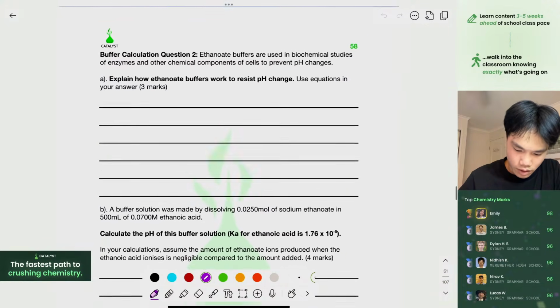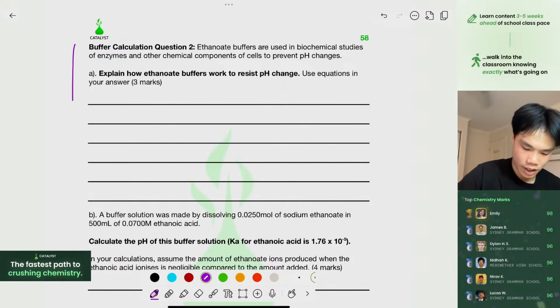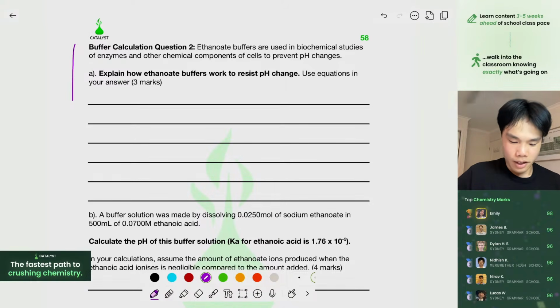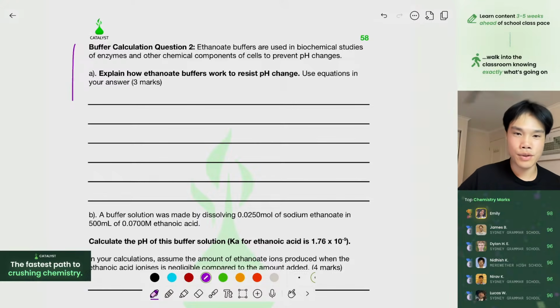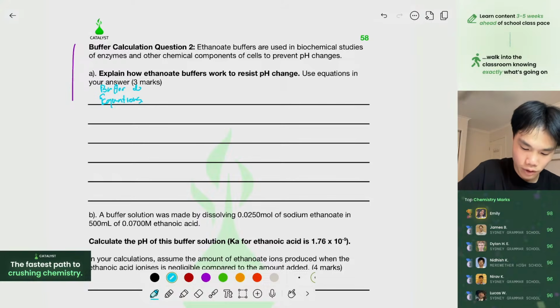Okay. So here, let's talk about part A. Again, part B is a buffer calc, but we won't do it. These are from the Catalyst notes, mod 6. But part A is explain how ethanoic buffers work to resist pH change, use equations to answer. Typically a 3-mark or maybe even 4-mark response. And the things you need are pretty much predefined every time you see this type of question. You have to talk about your equations, or you have to have them. You need to talk about what a buffer actually is. So oftentimes the first thing you'll do is actually define your buffer. And finally, you talk about how the resistance occurs for 1 or 2 marks. Resistance explanation.